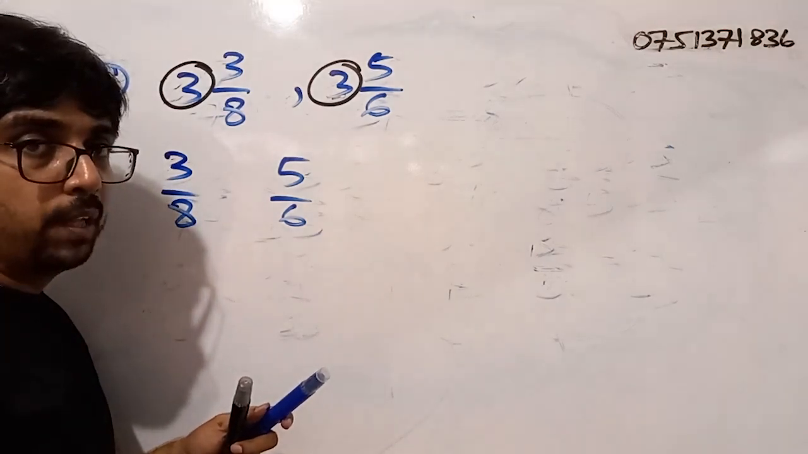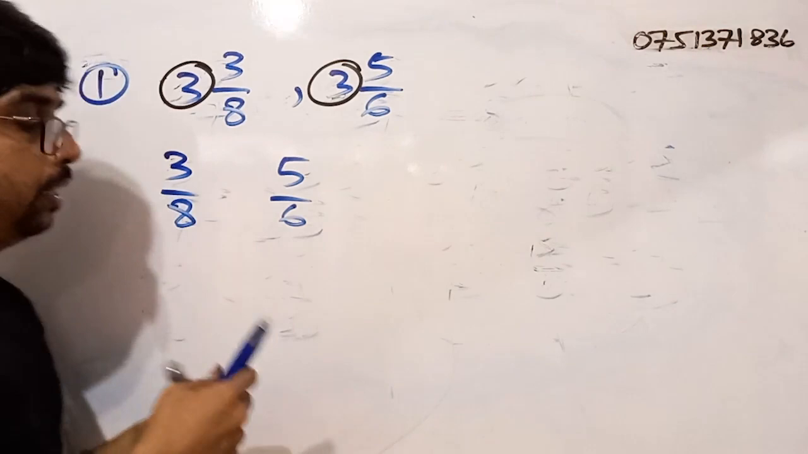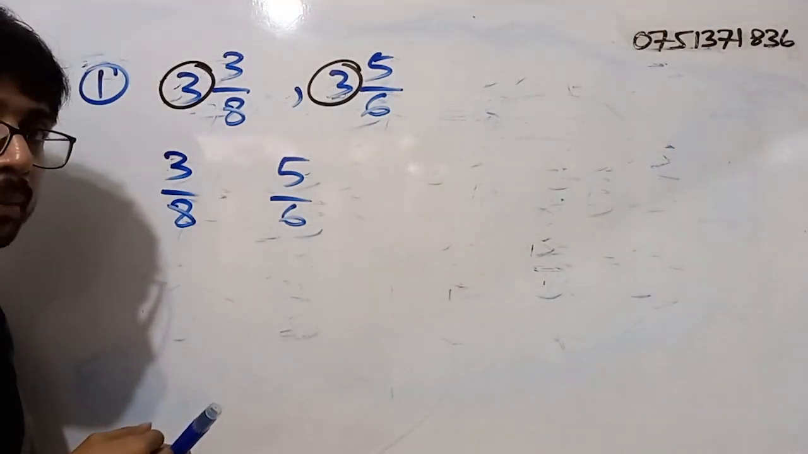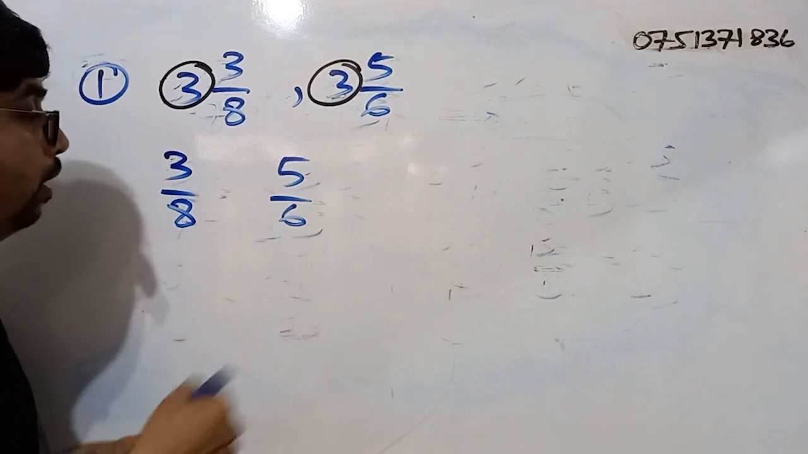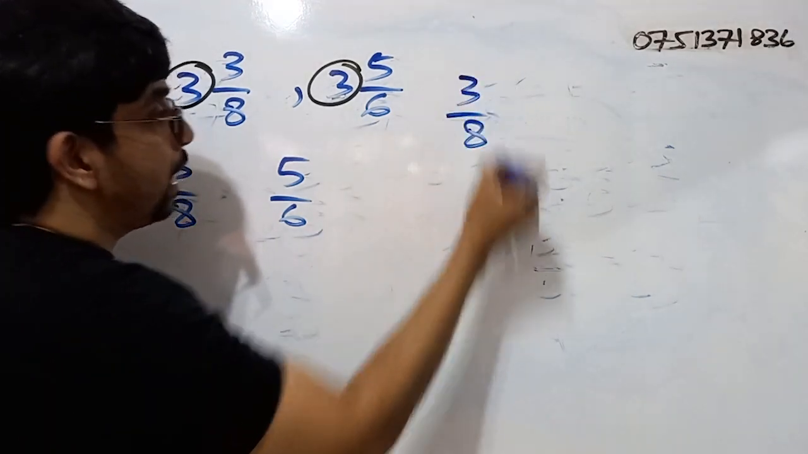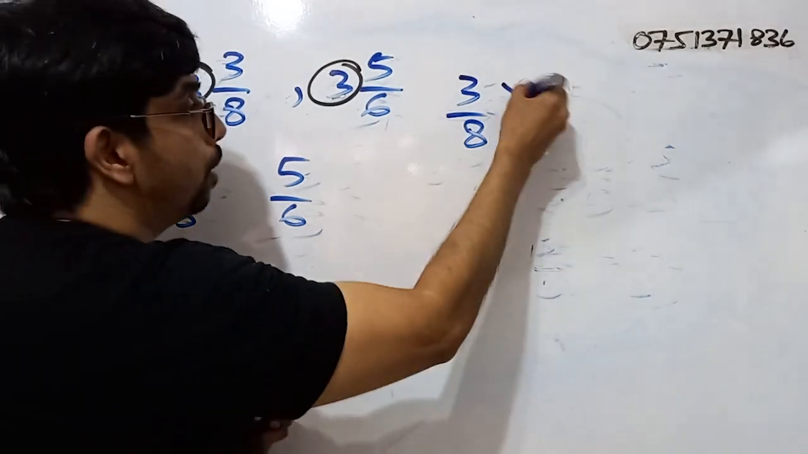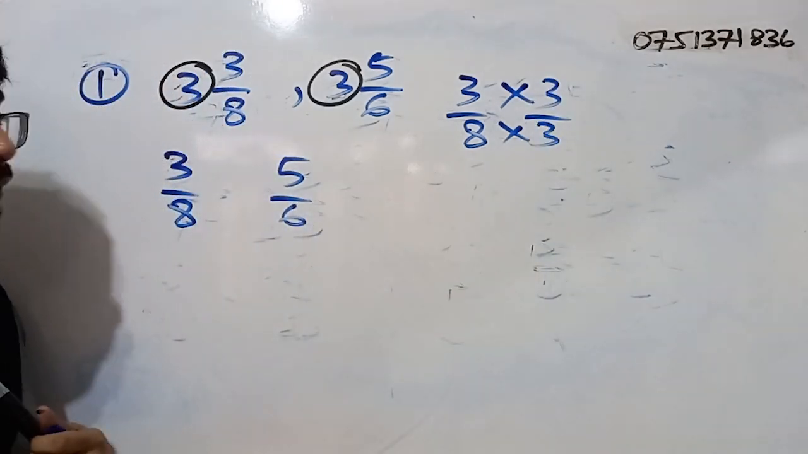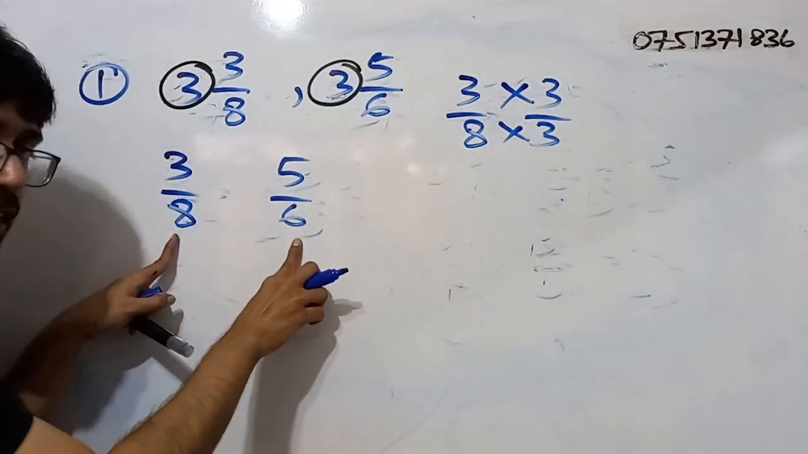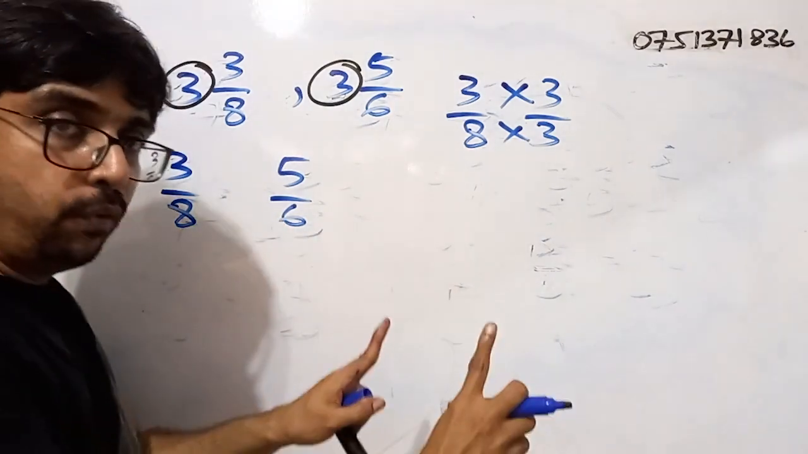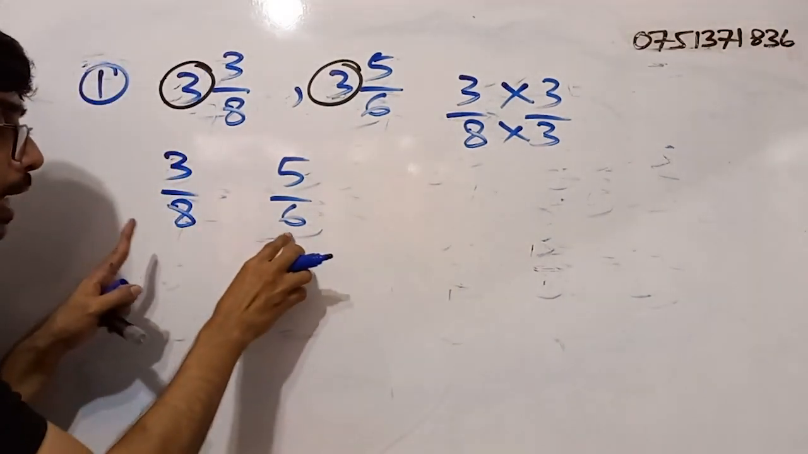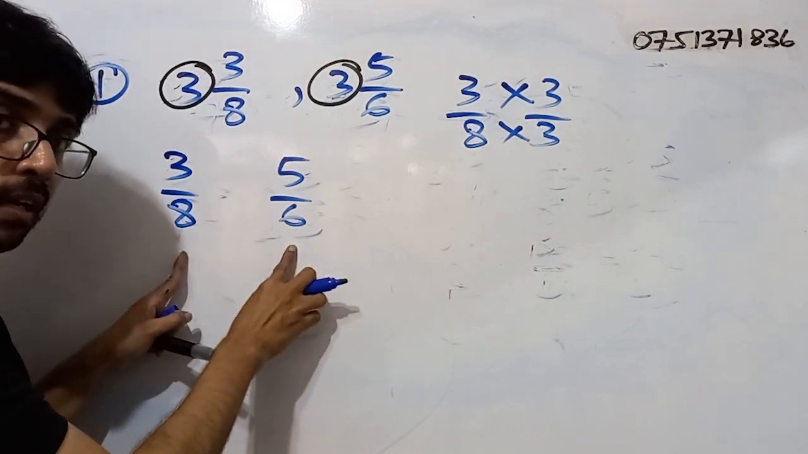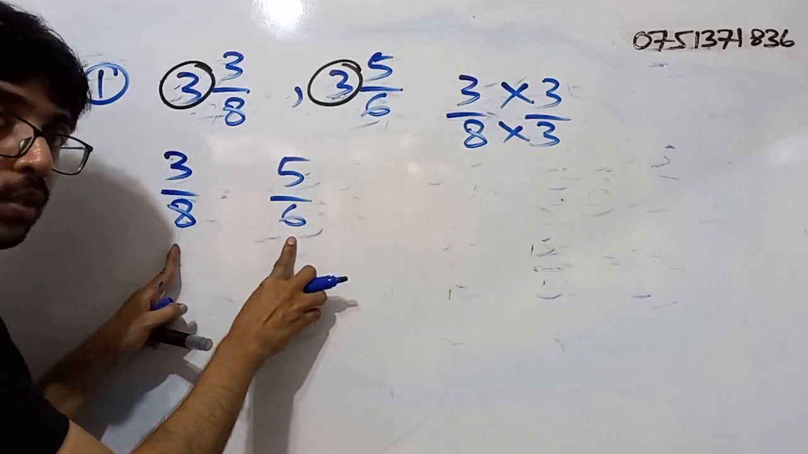That means we need to come up with the least common multiple. So when we consider 8 and 6, what is the least common multiple? 24. Right? So for 3 by 8, I have to multiply the denominator by 3 and the numerator by 3. So when we consider these two fractions, the LCM is 24. That means in order to compare these two fractions, I have to convert both of these denominators into what?